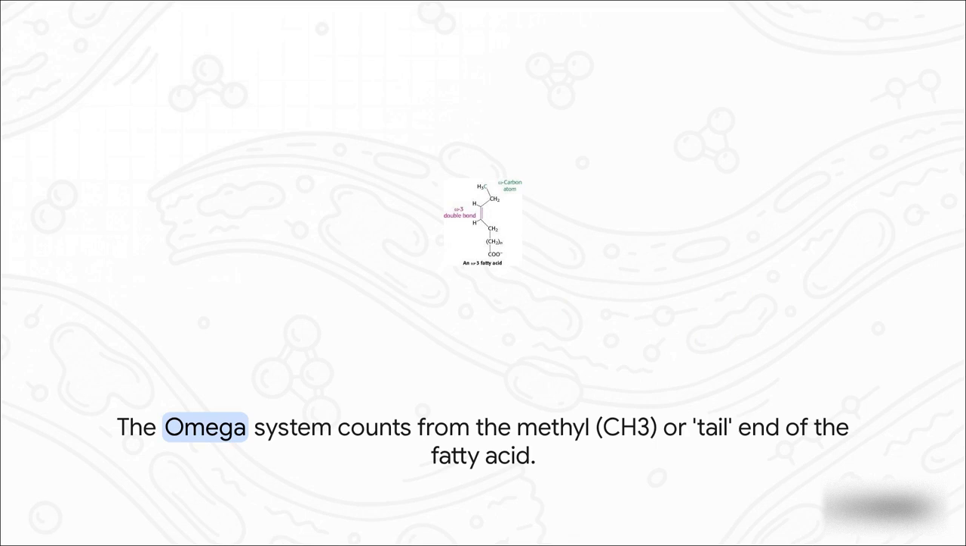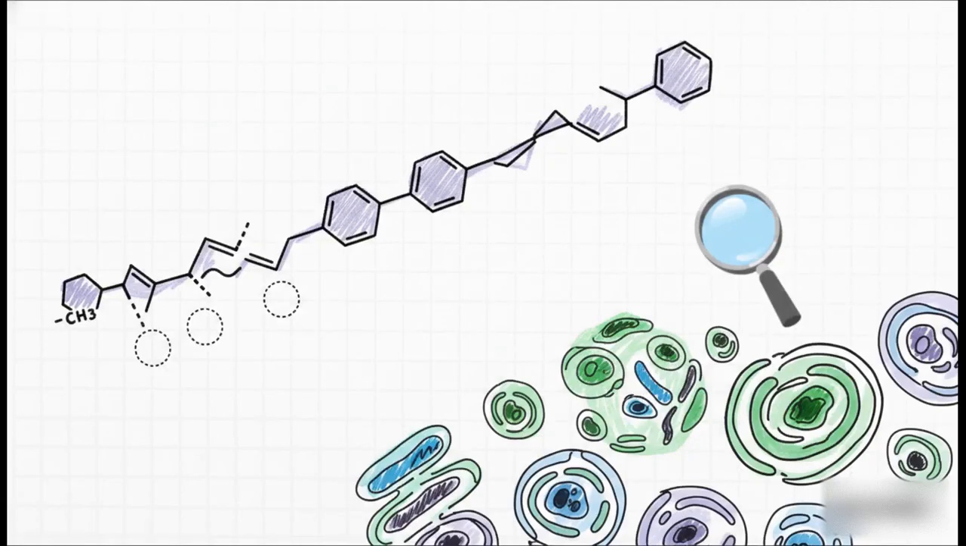But there's another system, and this is probably the one you've actually heard of, especially if you look at nutrition labels. It's the omega system. And all it does is flip the molecule around and start counting from the opposite end, from the methyl tail. So when you hear omega-3 fatty acid, what does that actually mean? It just means the first double bond is located 3 carbons in from the tail end. That's it. It's the exact same molecule, just described from a different point of view. 2 different maps for the same territory.